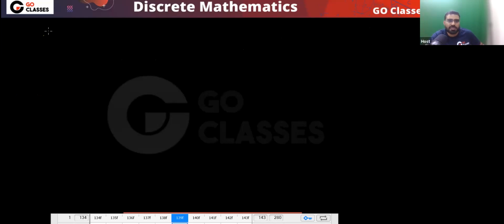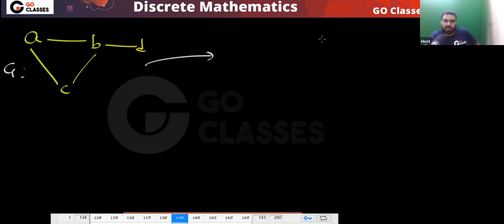See, consider whatever graph you want. For example, A, B, C, D, consider this graph. Here n is equal to 4, right? Is there any walk of length 3 from A to D? Yes, there is a walk of length 3.